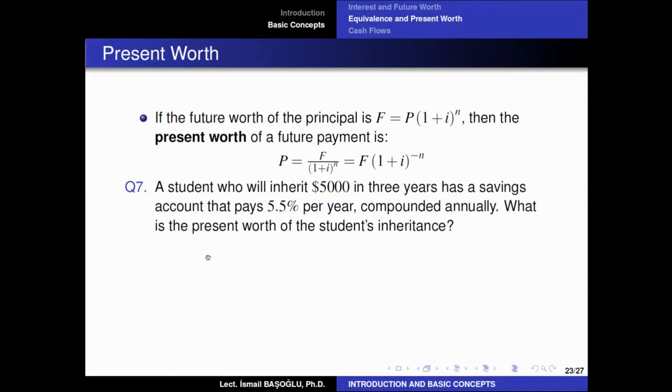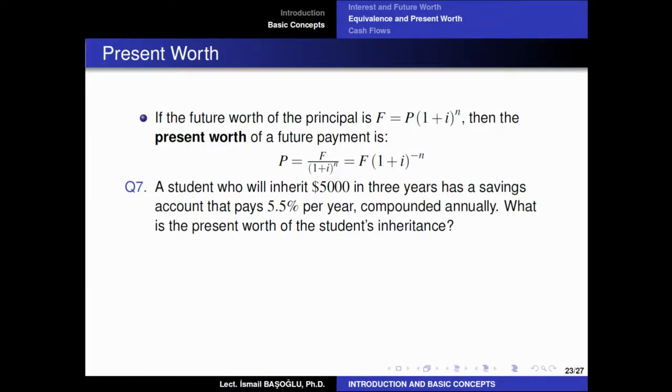So what is the present worth of the student's inheritance, it says? So right now, if the student has some money, he or she could have invested that money into the savings account. Now, how much money should he or she invest right now so that money becomes $5,000 in 3 years? So the question is basically asking this: what is the present worth of this $5,000? So if you want to get a total of $5,000 in the end of the 3rd year from the savings account, how much money should you invest right now in that savings account?